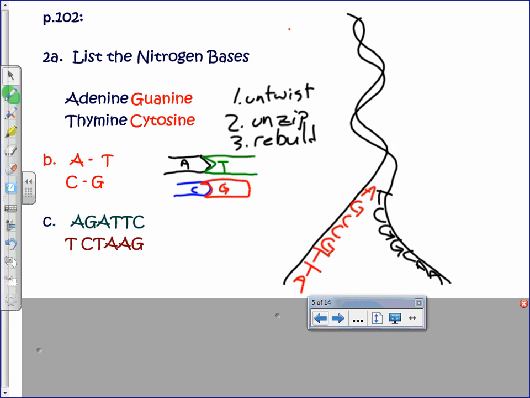So take a look here. What's it going to build onto here? What letter is going to build onto here? Okay, somebody else. What is going to build onto this one? A. What's going to go on here? Everybody, what goes on this one? And this one? This one? Okay. And then on this side, what goes here? Here? Okay. And then it'll retwist back up and you have two identical molecules of DNA. Piece of cake? Oh, excellent.